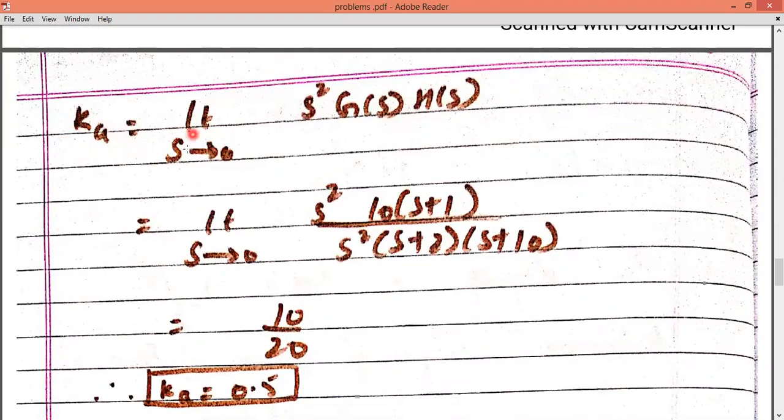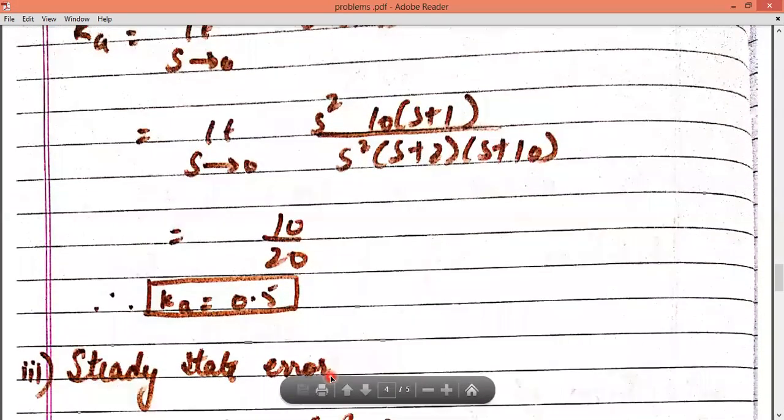We can write limit s tends to 0 of s square g of s into h of s. We need to write this value, and after applying the limit, we'll get 10 upon 20. When you solve this portion, you get 10 upon 20. So what we are going to do is simplify it, and we can write the value, which is Ka equals 0.5.